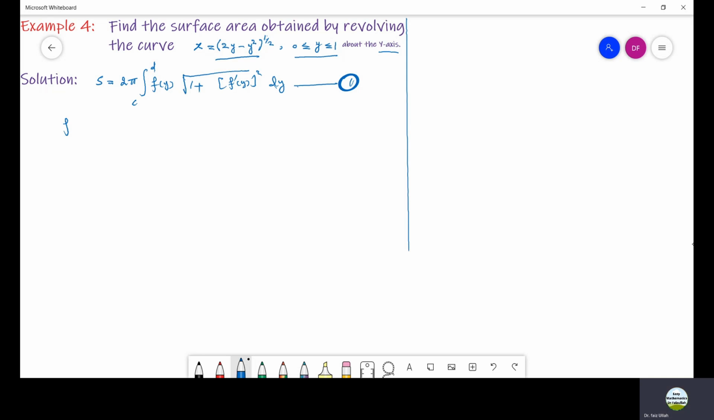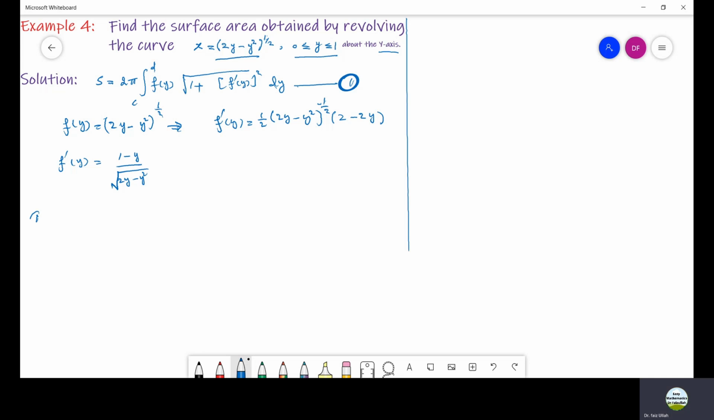Now from here we have f of y, which is equal to (2y minus y square) whole power 1 over 2. From this we get f dash of y, which is equal to 1 over 2 into (2y minus y square) whole power 1 over 2 minus 1, that is minus 1 over 2. The inner differentiation is 2 minus 2y. And if we further simplify this, we have f dash of y, which is equal to (1 minus y) divided by the root of (2y minus y square). And now let us plug these values in 1.